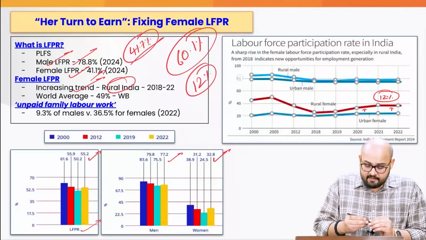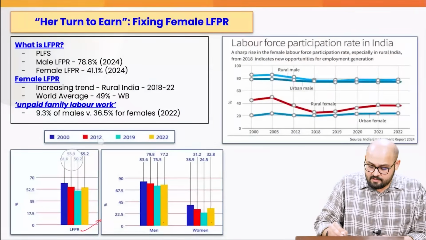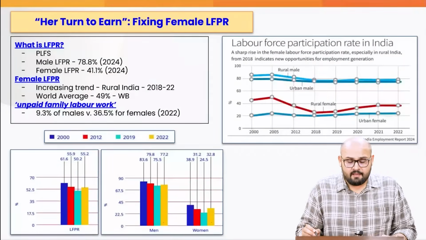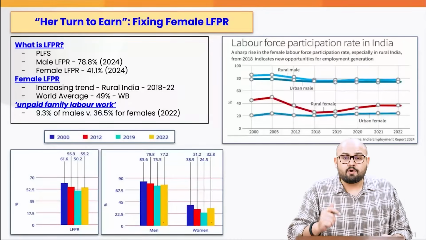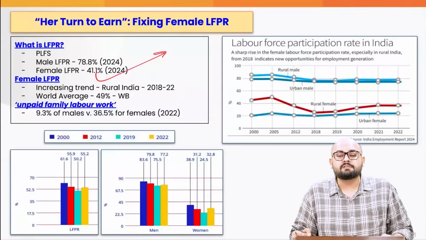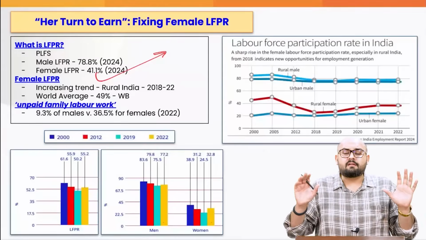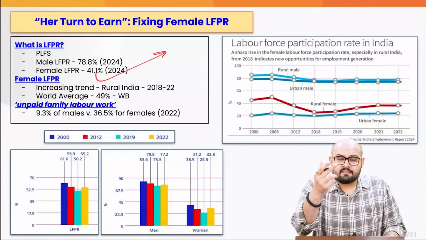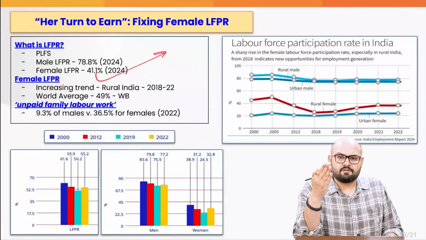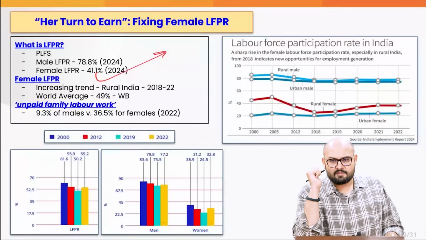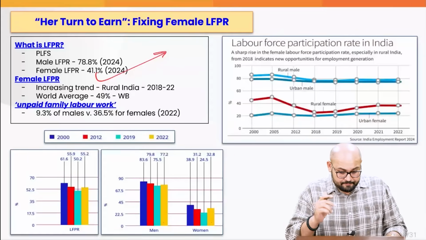But as I said, compared to the world average, according to the World Bank, the world average in the year 2020 was almost 49%. And right now what we have is 41.1%. Right? So again, there's a huge scope. If we just look at different countries, especially the adjoining countries like Vietnam or Bangladesh or China, over there, the female labor force participation rate is more than 65%. So there is a huge possibility, there's a huge scope which India can have.